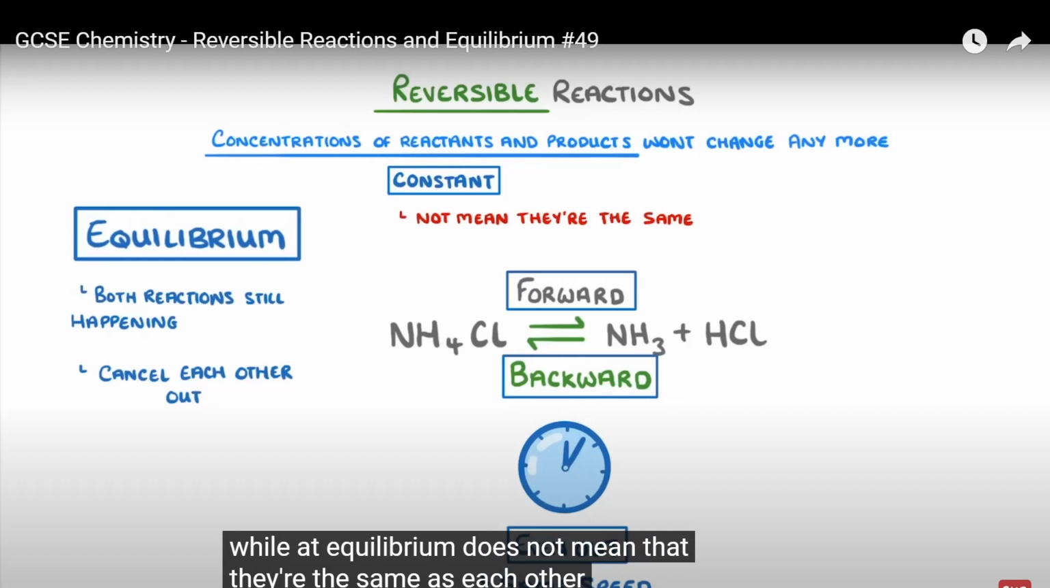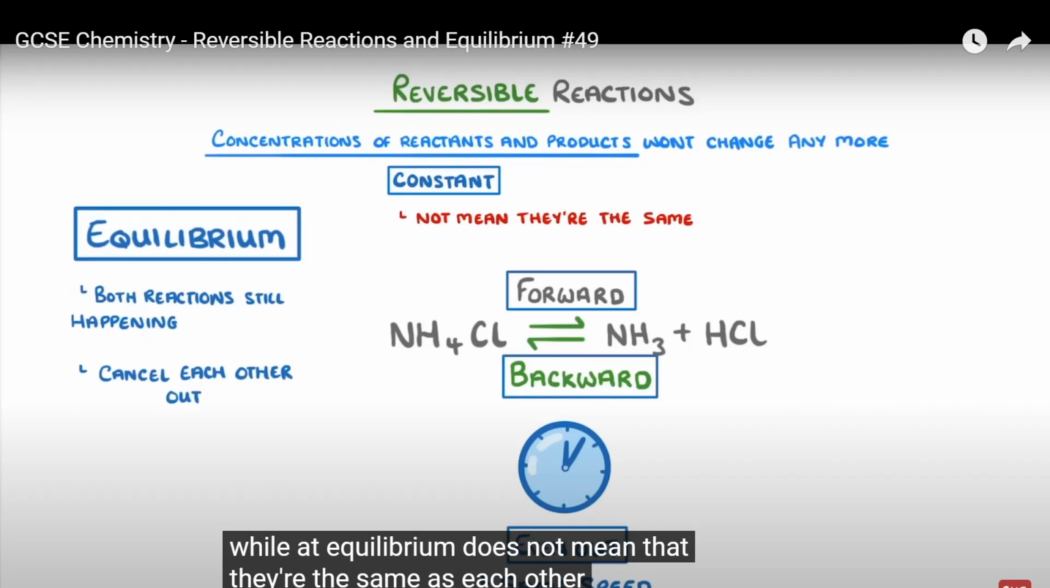Did you guys get that? What is equal at equilibrium? Rates, forward and reverse rate. What is not equal at equilibrium? The concentration of the products and the concentration of the reactants.